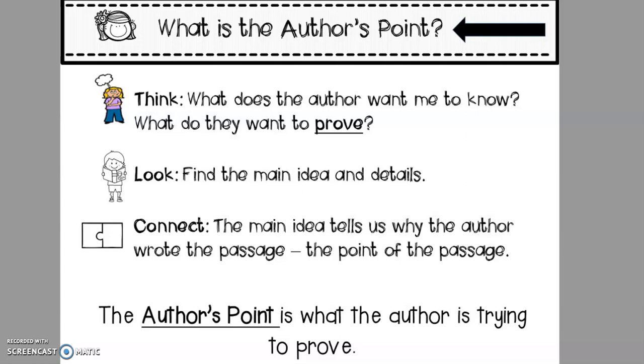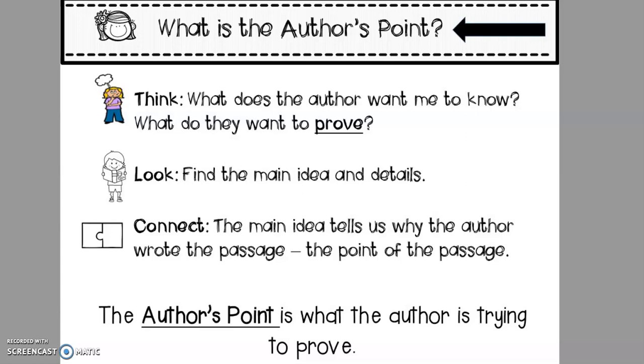Now, the key details help support the author's main idea. That means they're giving me facts. They're giving me evidence to support the main idea. Now, the main idea is related to the author's point. When an author sits down to write a text, they have a point that they want to prove. They want to tell us about something. And in order to do that, they have to establish a main idea, what their passage is mostly going to be about, and they've got to use those key details. They have to give us facts or information to help support that main idea.